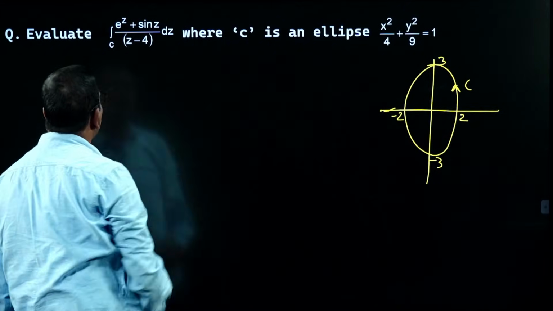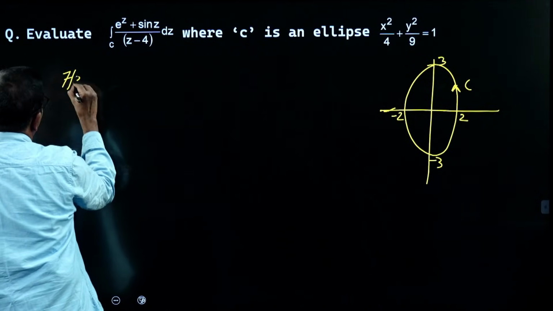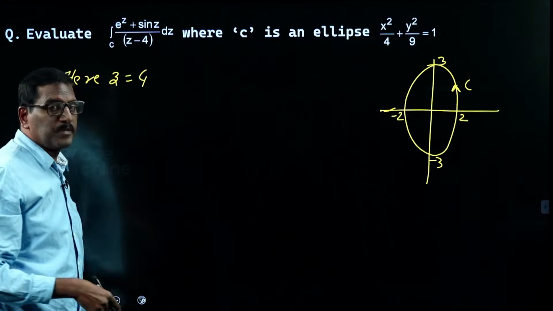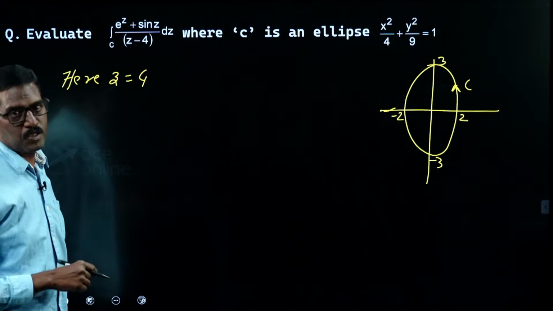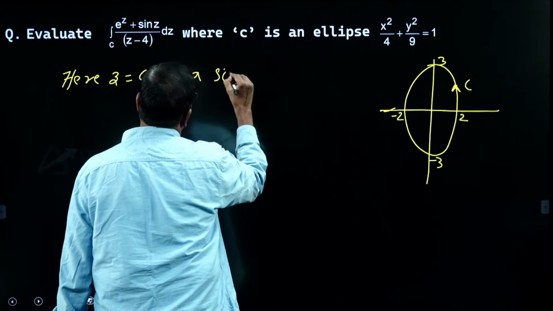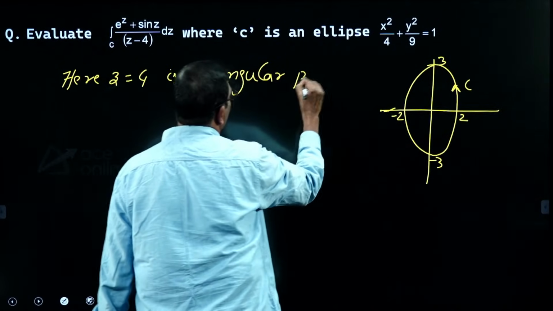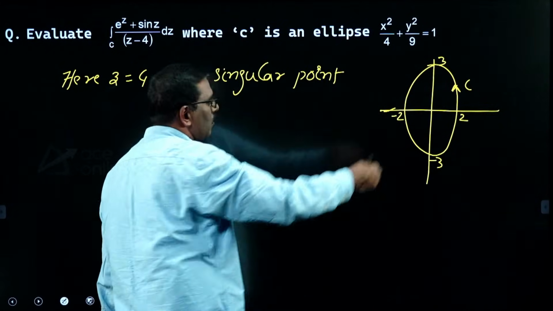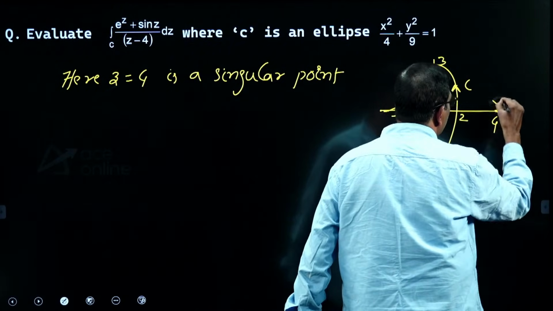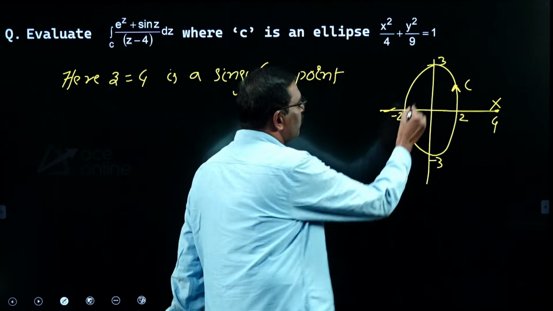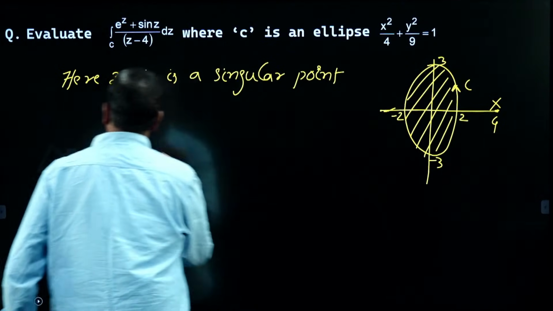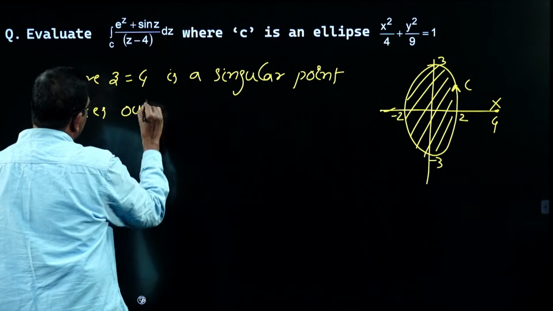But here what is the singular point? Here z = 4 is a singular point. Yes, very clear. For the whole function, at z = 4 the function fails to be analytic. Function is not analytic at z = 4. z = 4 is a singular point. Clear? Does it lie inside this path or outside the closed path? Clearly, z = 4 appears here, it lies outside. Lies outside in the sense there is no singular point inside this closed contour. z = 4 is a singular point that lies outside C.